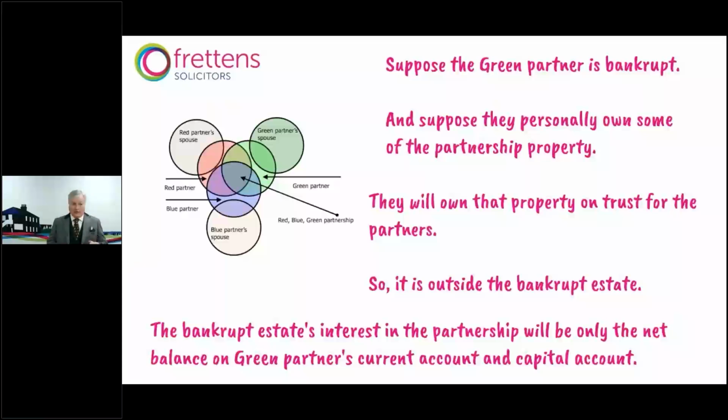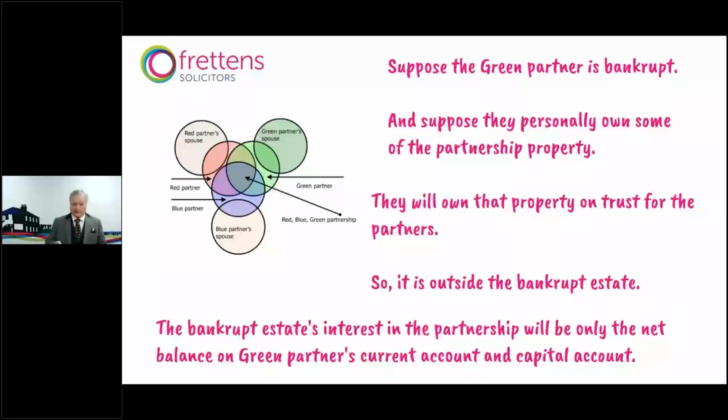And the only estate that the trustee of Green's bankrupt estate will have in the partnership property is through the net balance on Green's current account and capital account with the partnership. And if the partnership is solvent and there's a surplus on those accounts, that's good. There is an asset there for the trustee to collect. If it's negative, if there's a deficit on those accounts with the partnership, that means that the partners in the partnership will themselves be jointly and severally a creditor in Mr. Green's, Mrs. Green's bankruptcy.